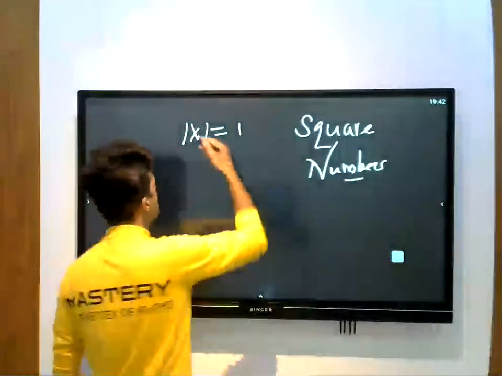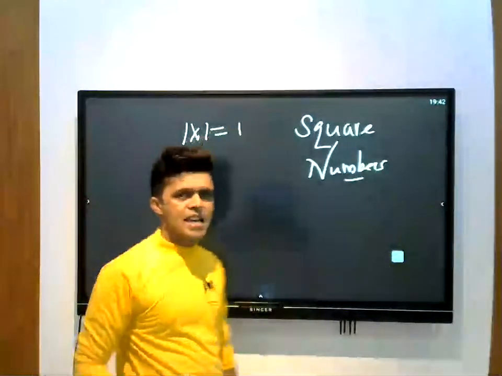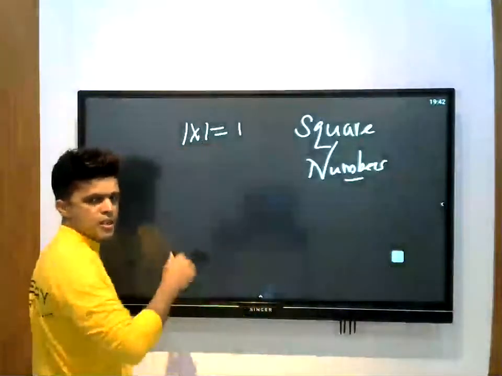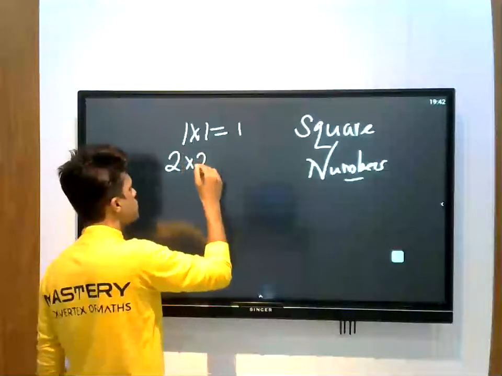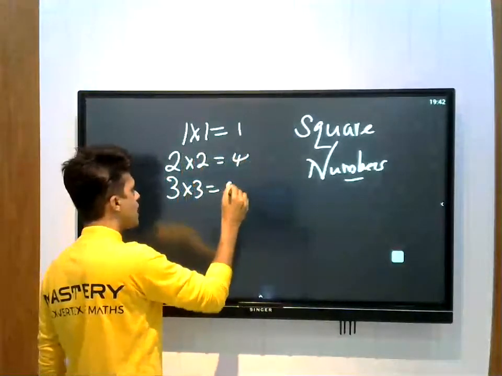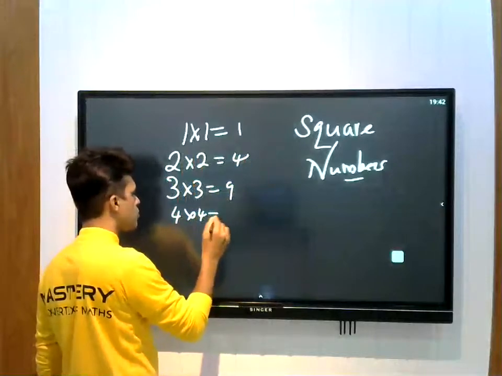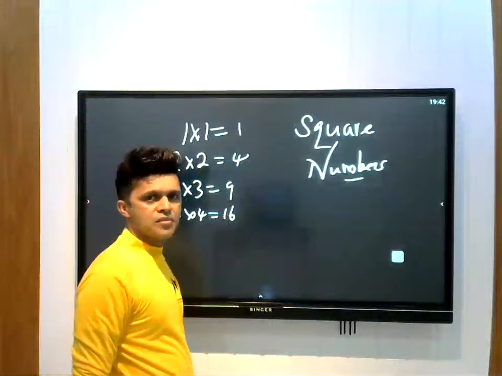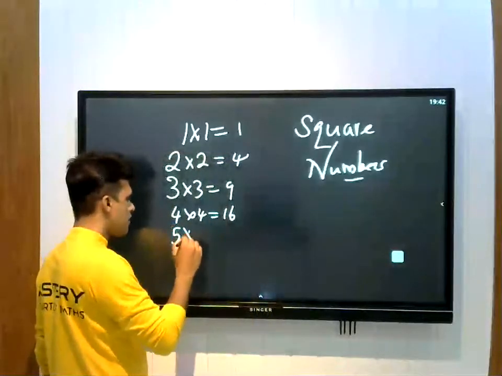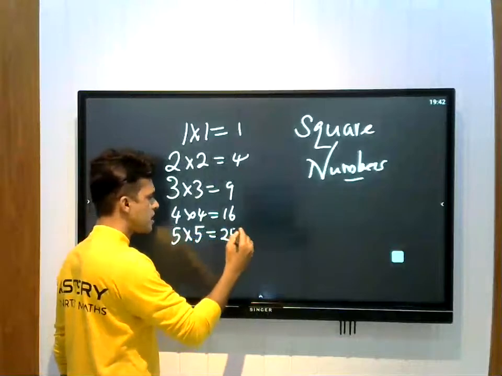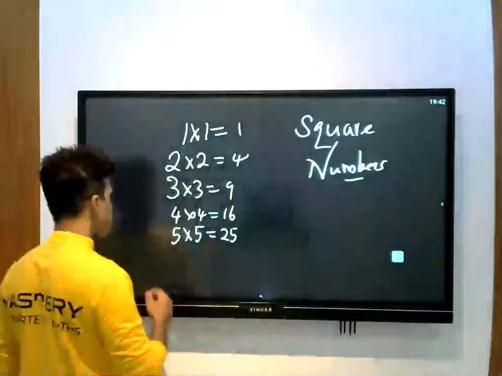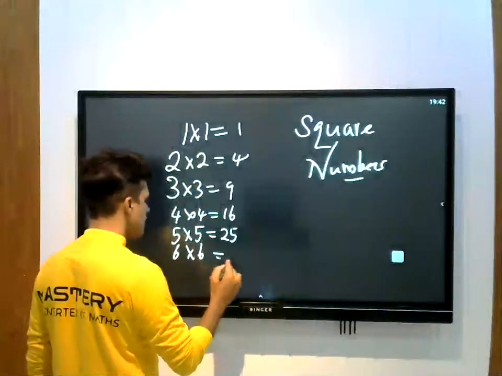What is the first square number? First square number is 1. That can be taken 1 times 1 is 1. So the second square number is 2 times 2, which is 4. The third square number 3 times 3, which is 9. Fourth square number 4 times 4, 16. This is a way of getting square numbers. The fifth square number can be taken 5 times 5, 25. The sixth square number can be taken 6 times 6. This is the answer here.